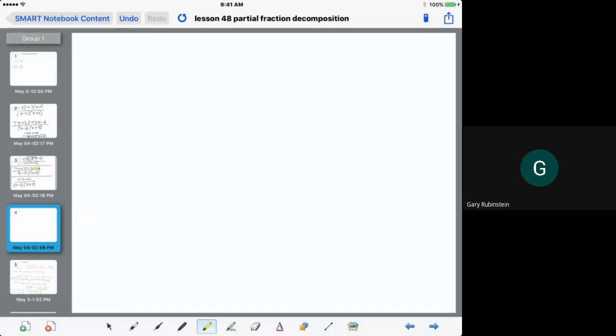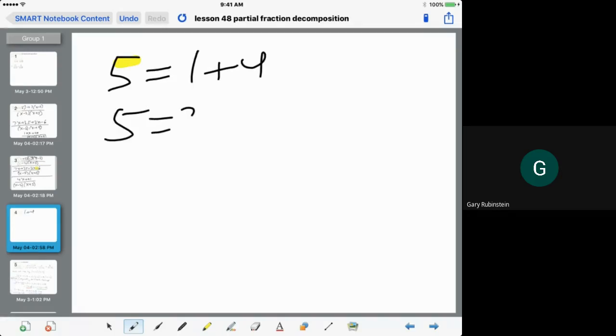Okay, sorry about that. So decomposition is when you have a number that you want to split up into other numbers, like an integer like 5. There are many ways to split it up. More than one way, at least. You could use fractions if you want.